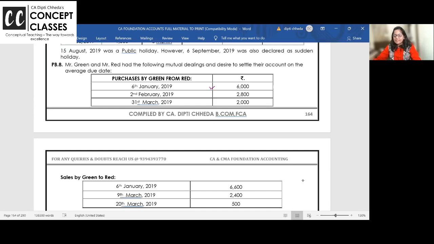Yes, same. 6th June is the common base date you can take. Then take the total of sale minus purchase, the total of the amount, and the total of the product. So take the difference of product divided by the difference of amount. For this you are getting the average due date as 20th of February.